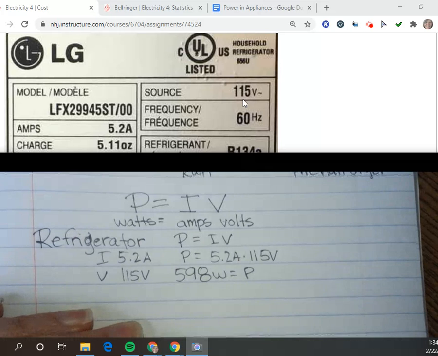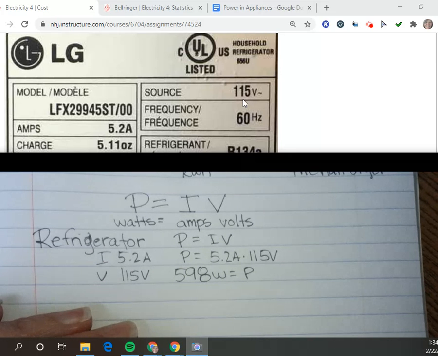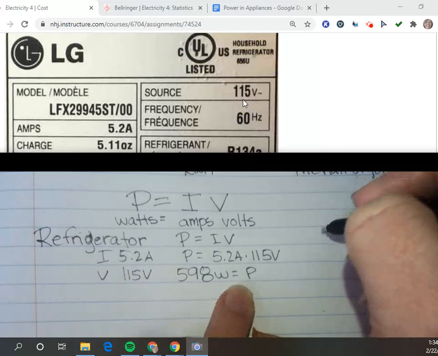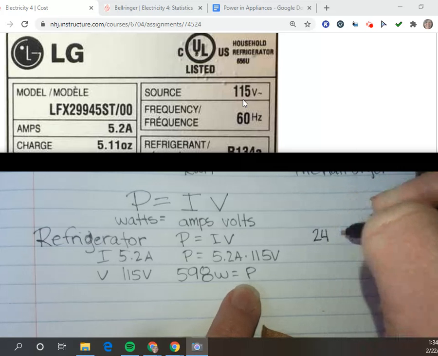Okay. So you got to think, how long do you run your refrigerator? How many hours a day does it run? 24 hours a day. I hope it runs 24 hours a day for you. So we're going to go 24 hours is how we're going to run this thing for.